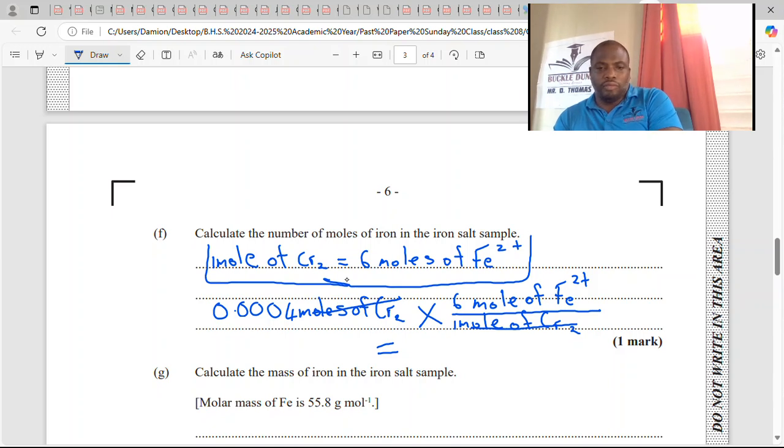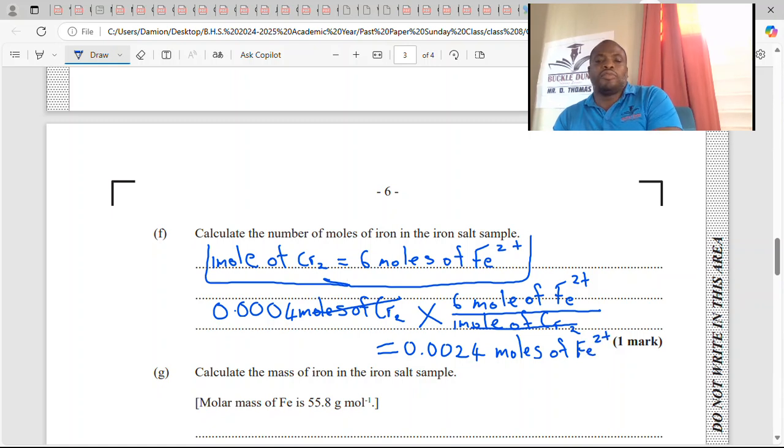Point 0.0024. I heard two responses, so let me miss. Go again. 0.0024. That's what we get. Yeah, man, I concur. And this is moles of iron 2.